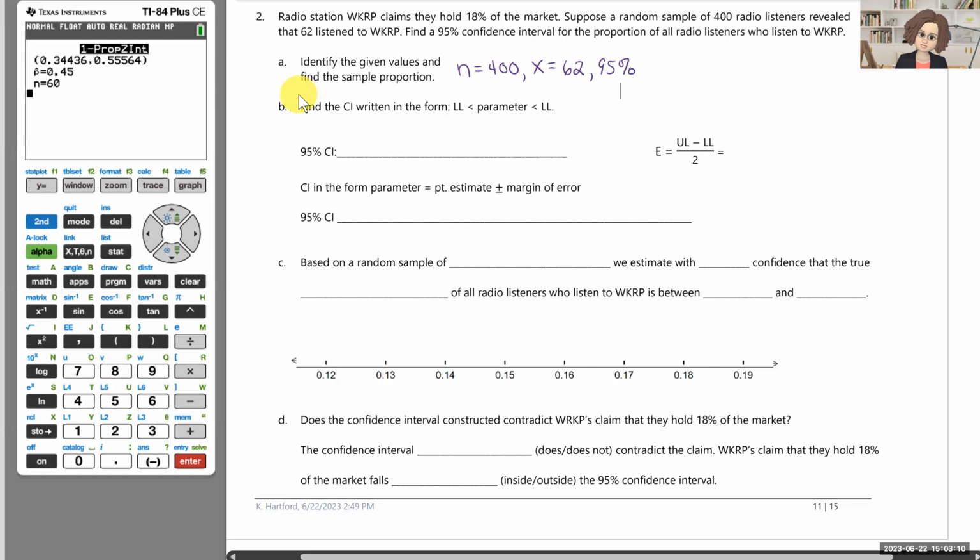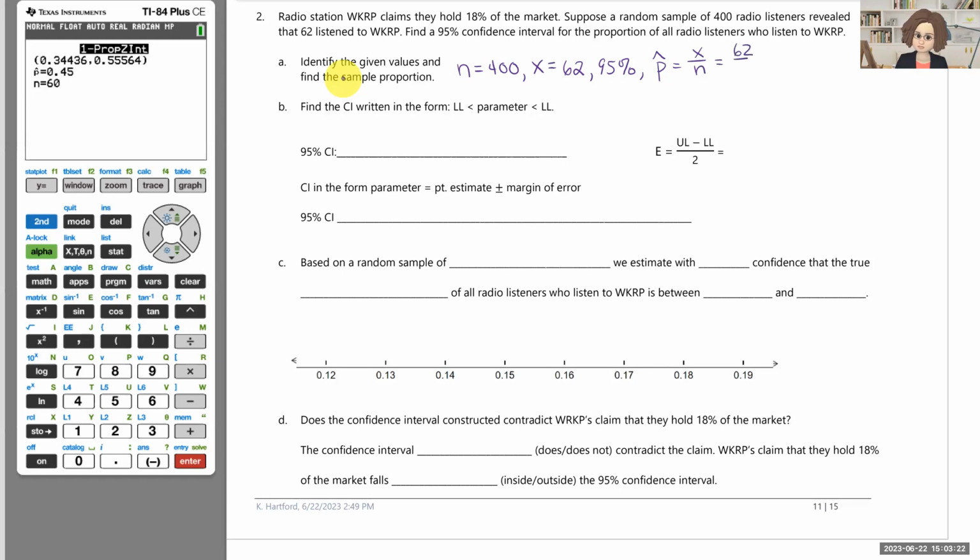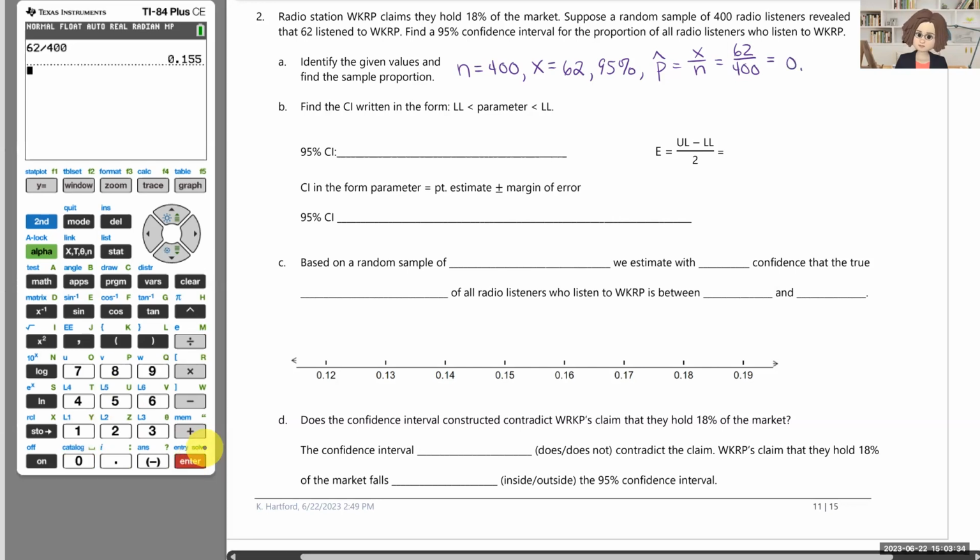And we're going to find the sample proportion. So based on this particular study, the sample proportion p hat, it's called our best point estimate. It's just X over N. So 62 out of the 400 radio listeners said they listened to the station. We'll divide there, and that is 0.155. I'm just going to write it as a percent so we can speak it. So in this study, 15.5% of radio listeners listen to the station.